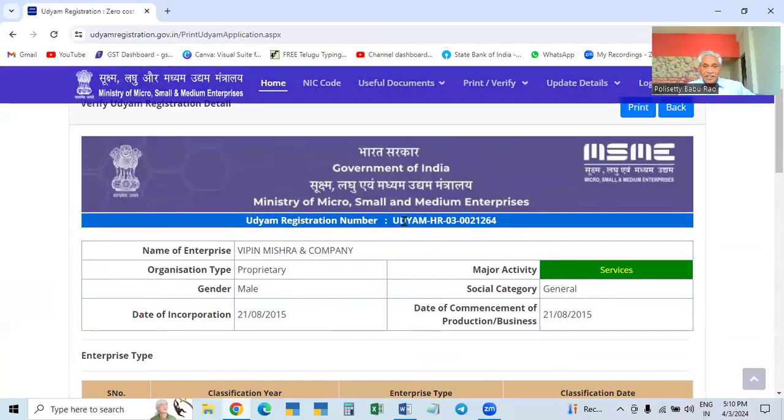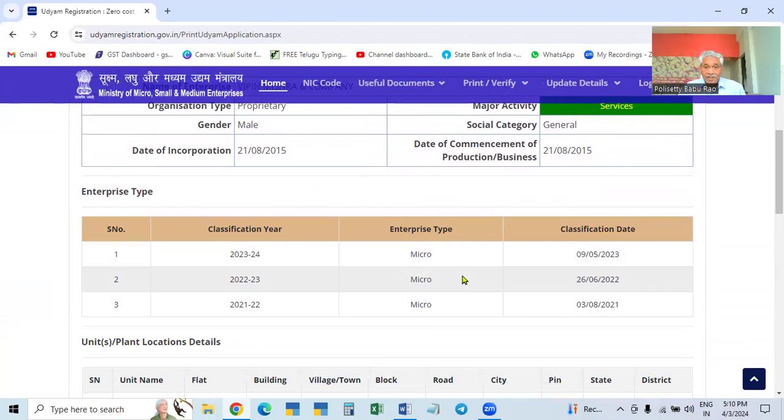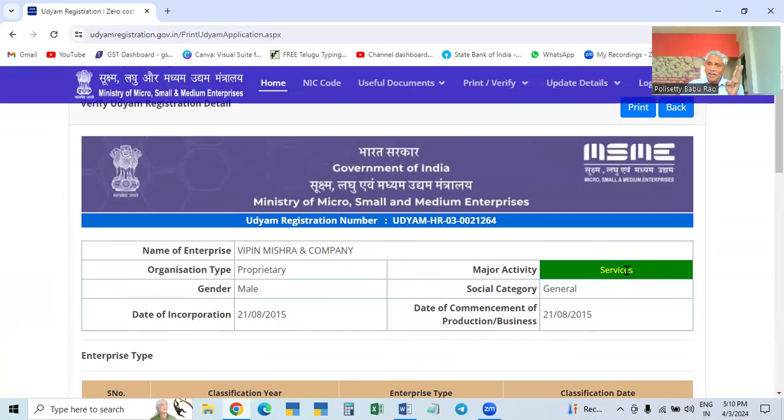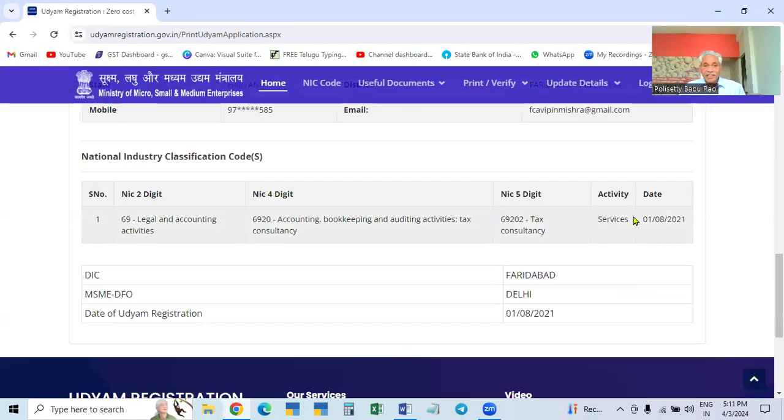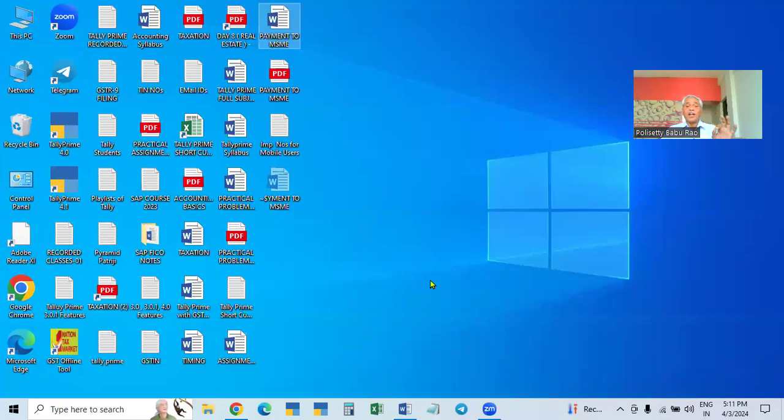So this is showing the number we entered. See, major activity is services. So it is applicable, but you have to see the type of that one. See here, enterprise type: micro, in all the years micro. So micro enterprise is applicable. The second is manufacturing and services. So there are many activities. In this also services is given, and the NIC code is NIC 69. 45, 46, 47 are traders, not applicable. This is 69, so this is applicable. Like this, we can verify if we have the number.